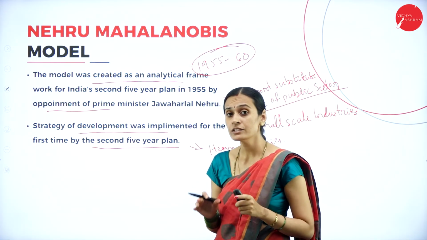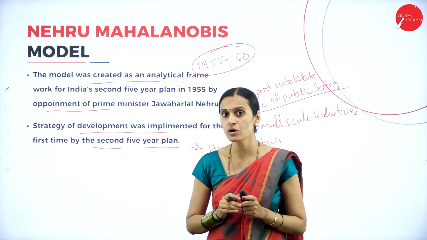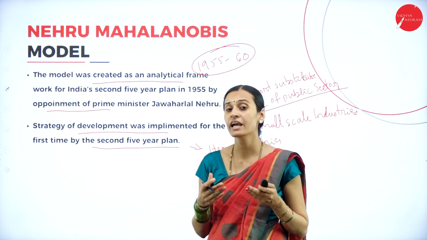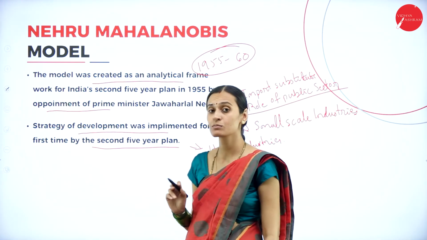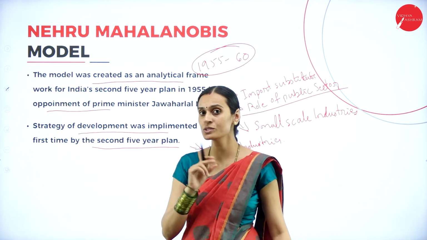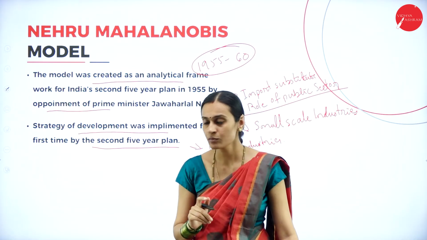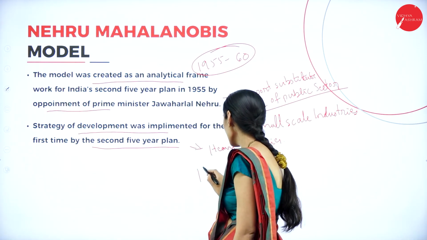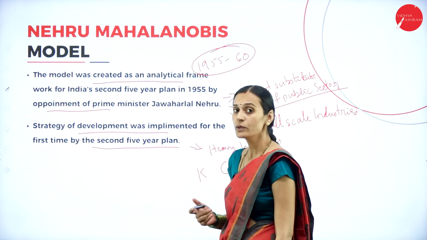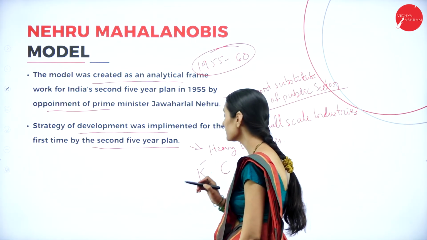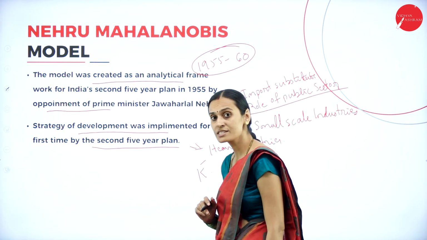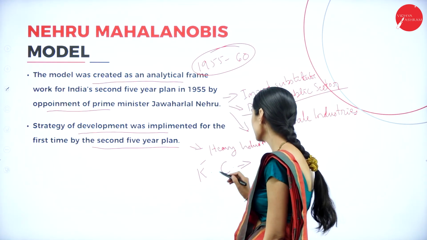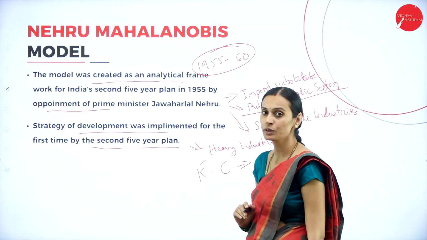Yes, the Mahalanobis model works on the two sector model, which requires heavy capital investment. In the two sector model, one is K and the other is C: the K sector produces capital goods and the C sector produces consumer goods.